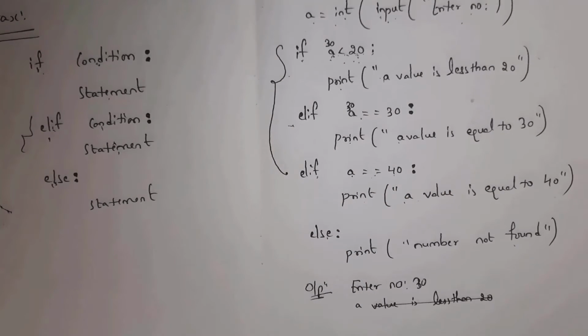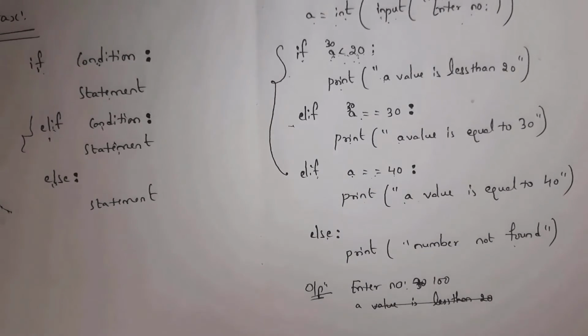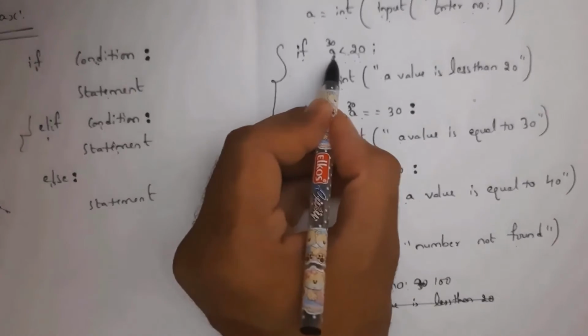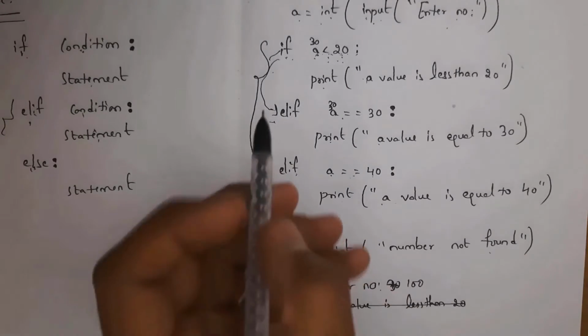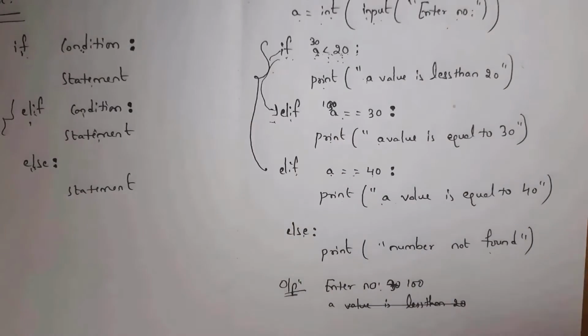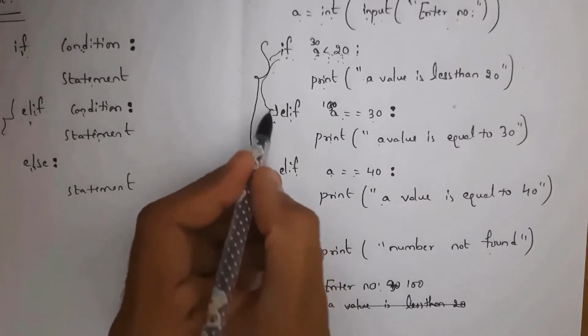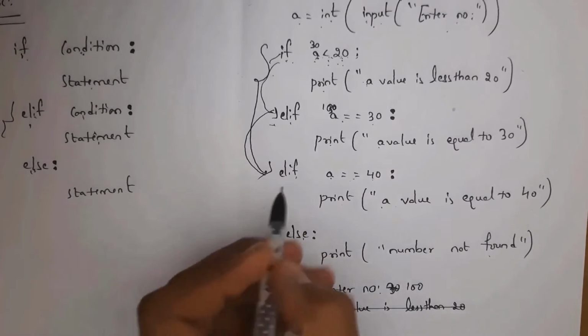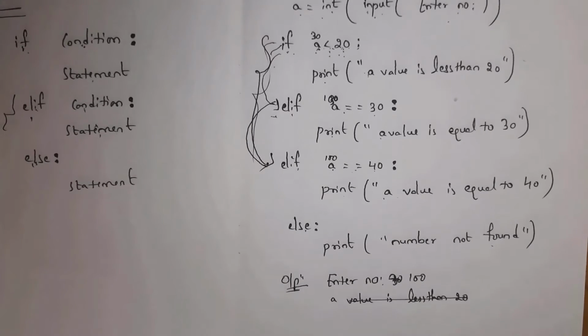For example, if I give a value as 100, at first it will check the if condition. 100 is not less than 20, 100 is greater than 20, so the condition is not satisfied. Again, it will go to elif and check the condition. 100 is not equal to 30, so this condition is not satisfied. Then it will go to the next elif condition. 100 is not equal to 40, so this condition is not satisfied. So if these three conditions are false, then whatever statement is present inside else will be executed, and here I will get the output number not found.